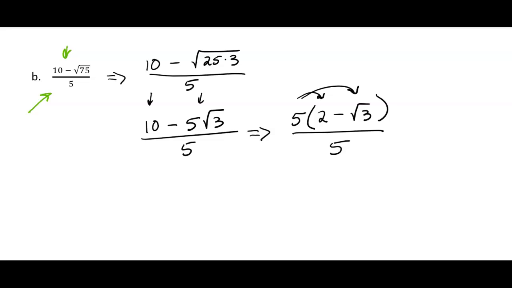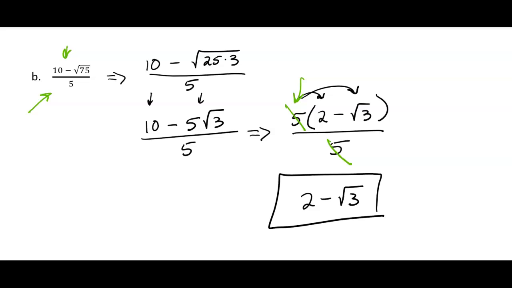Okay, now you can cancel the 5s, because now in the numerator you have a factor of 5 right there, and so that can cancel with that. So the final answer here is going to be 2 minus the square root of 3. That one might be a little tricky. Okay.